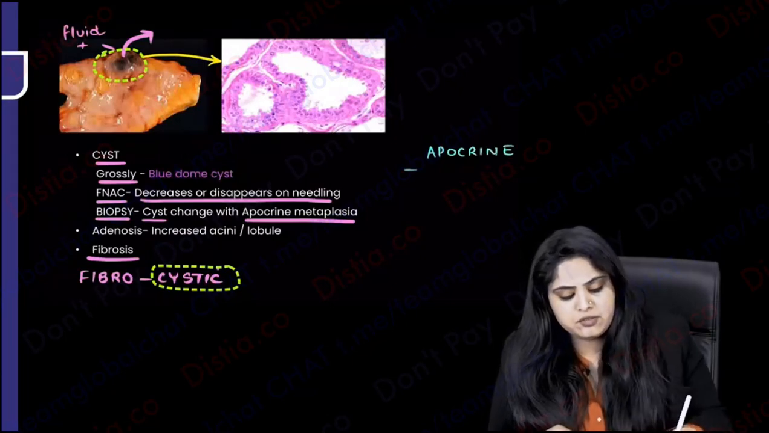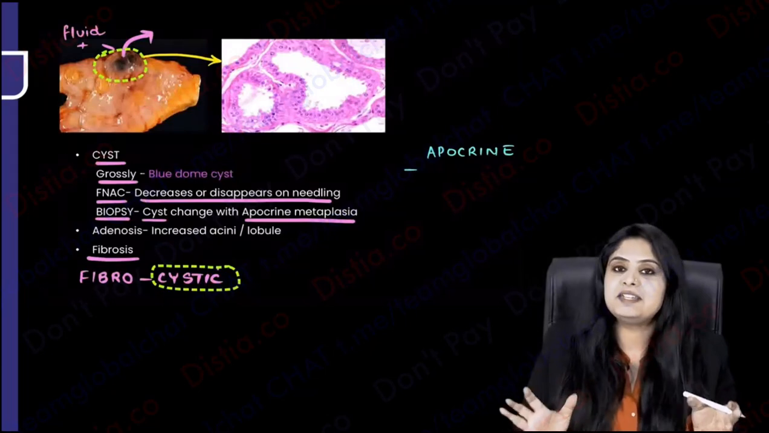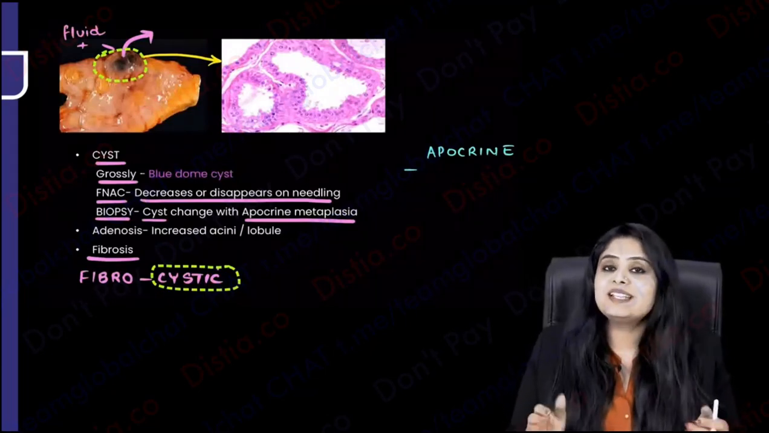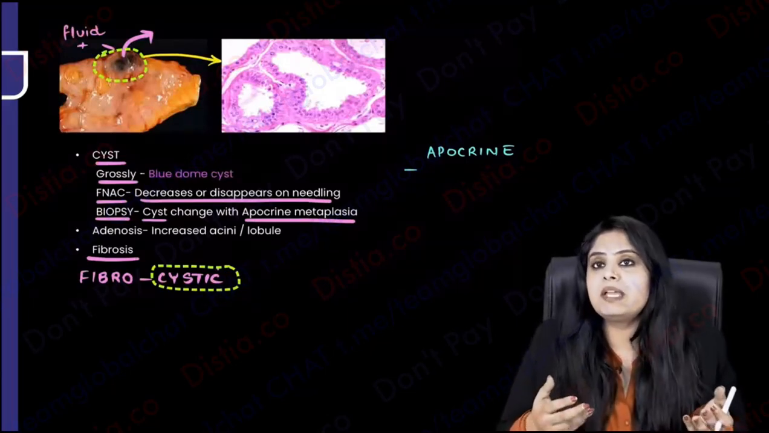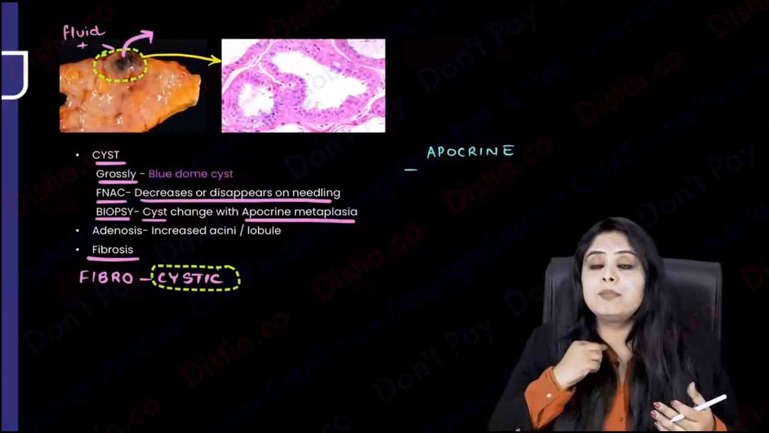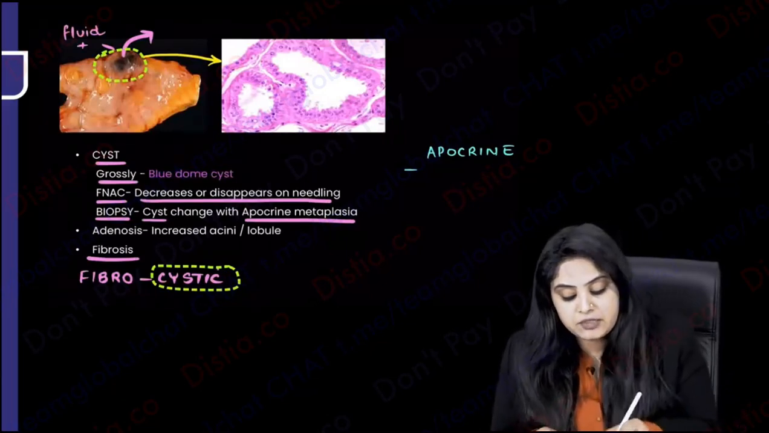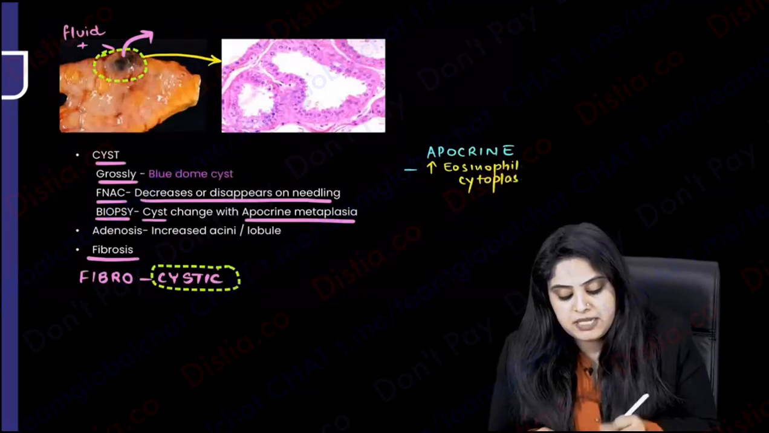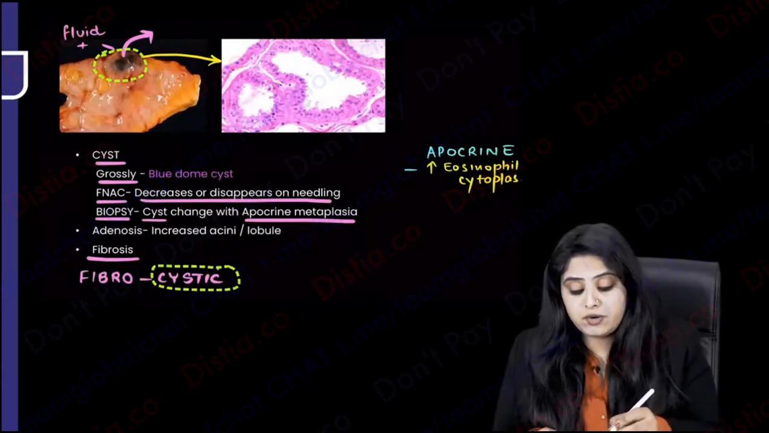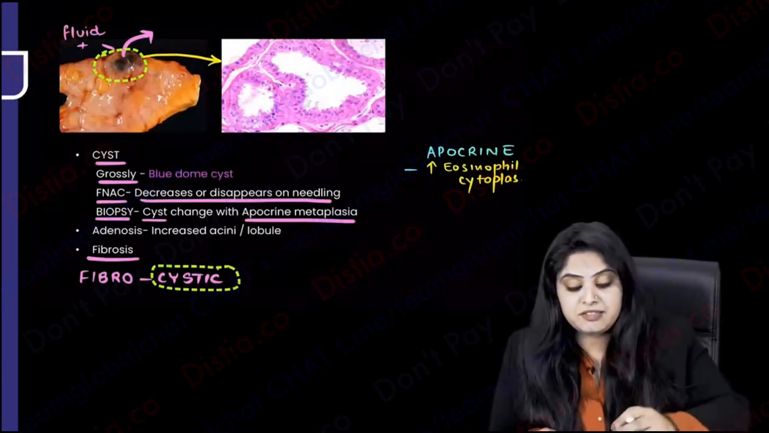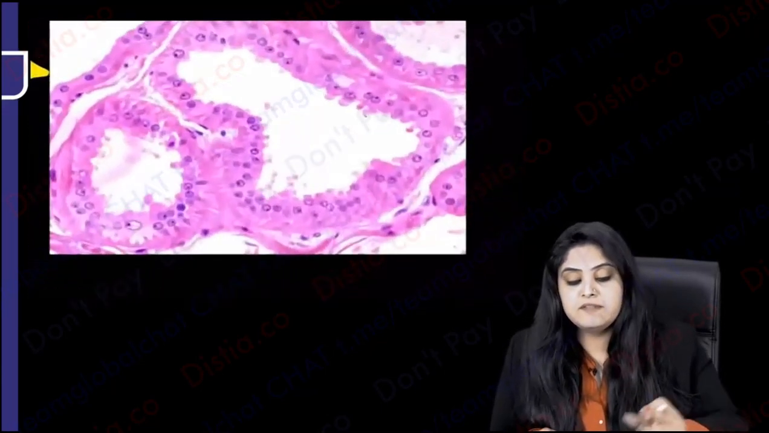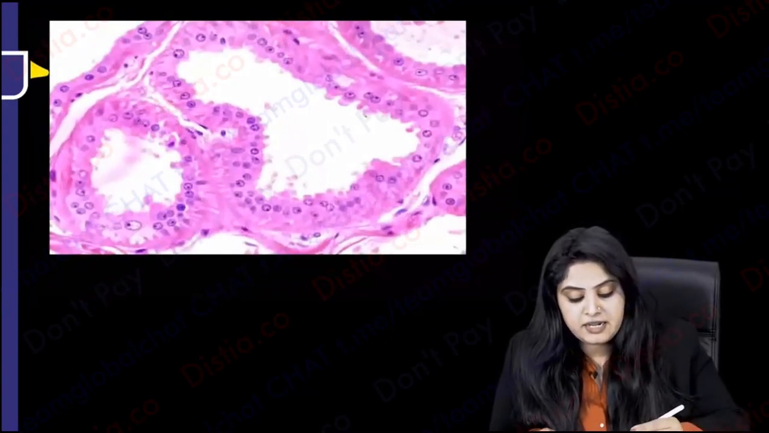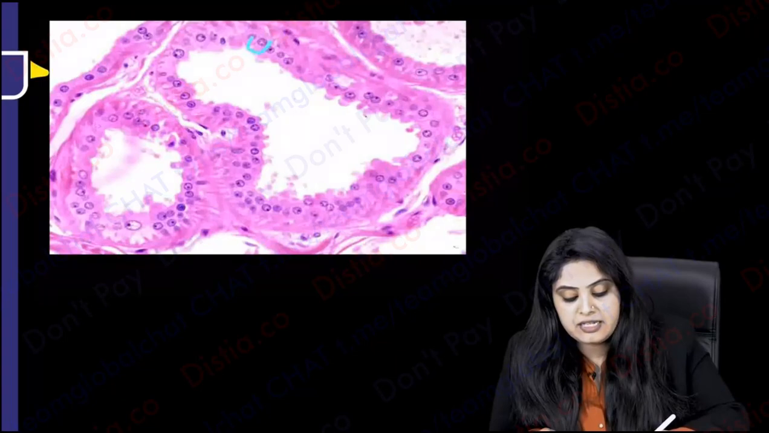Apocrine cells are extremely pink cells. See, everything in pathology is pink and blue, but then we always keep playing between what is more pink and what is less pink. So remember, apocrine cells basically means that it is more pink. There is increased eosinophilic cytoplasm that is going to be present. Eosinophil means pink cells, and if you look a little carefully, you can very well visualize that yes, there are a lot of pink cells that are lining all throughout.